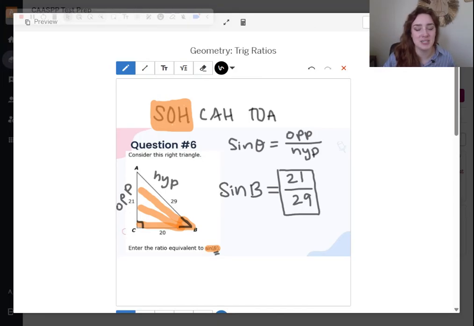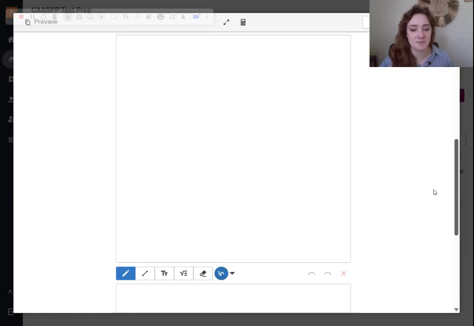SOH CAH TOA. I highly recommend, when you see these problems, if you've got scratch paper, annotate, draw out the little triangle, show that light shining across, label the triangle. What's opposite? What's the adjacent? What's the hypotenuse? Use SOH CAH TOA. From there, what are we trying to find? Okay, we're going to look at our next problem.